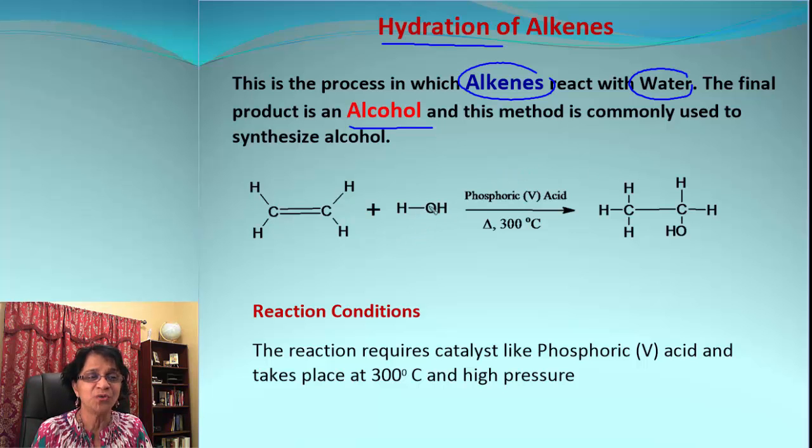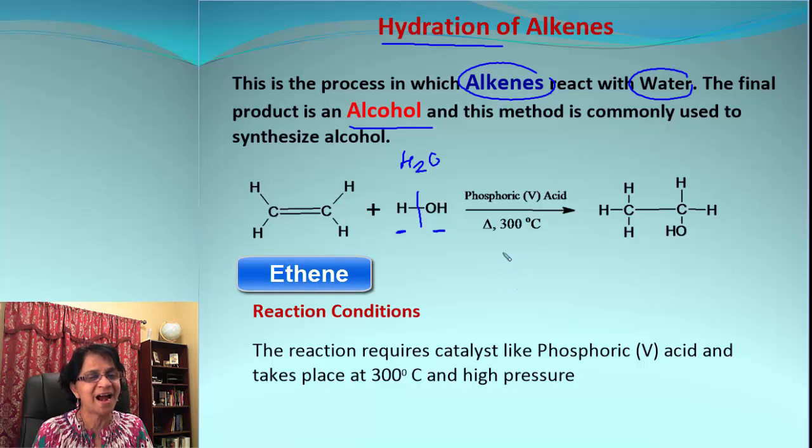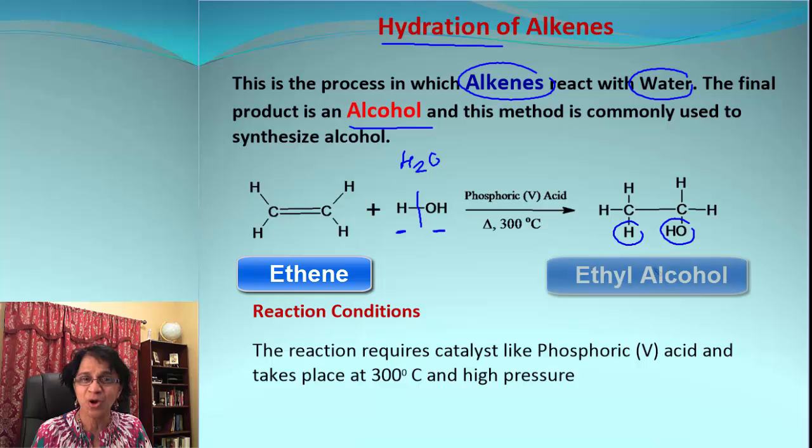Let's look at the reaction. We can write water, H2O, as HOH, and again we have two parts for the water. One is the hydrogen and the other is OH, the hydroxyl group. So when the addition reaction takes place, one of the carbons gets hydrogen and the second carbon gets the hydroxide OH group. What are the reaction conditions necessary? We need to make sure there is a catalyst, and the catalyst needs to be phosphoric acid, and it also requires pretty high temperature, about 300 degrees Celsius, and also high pressure.